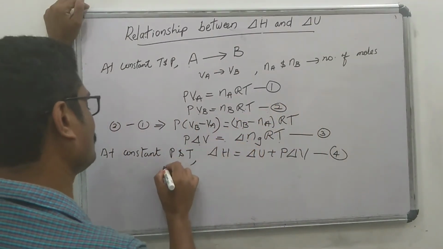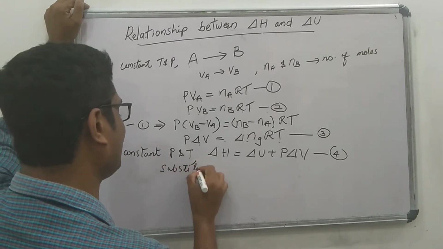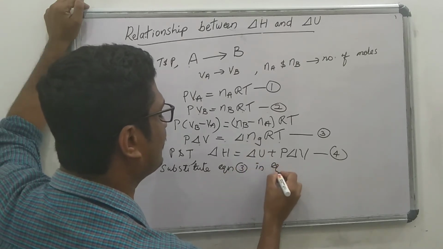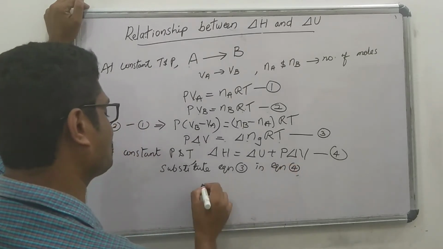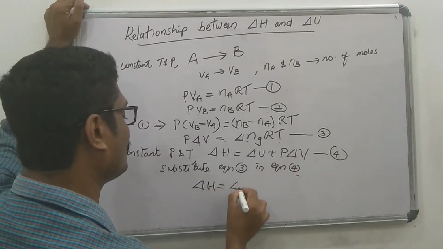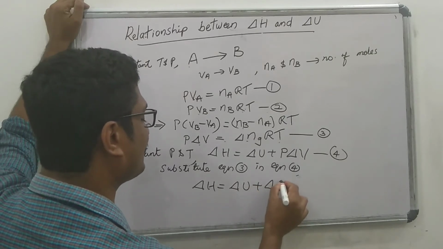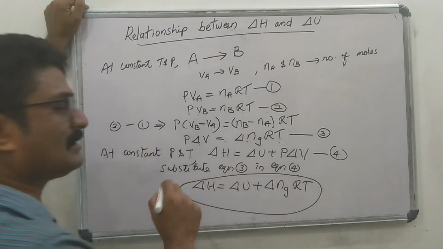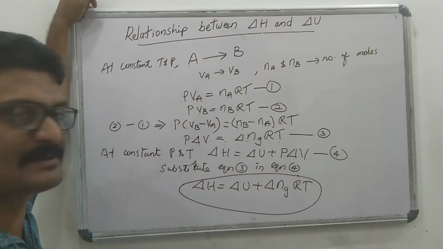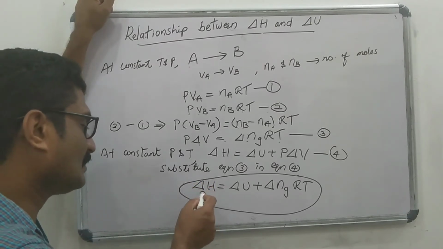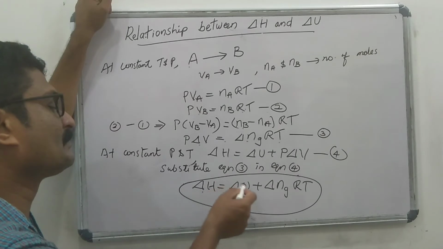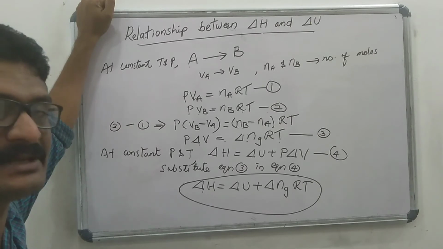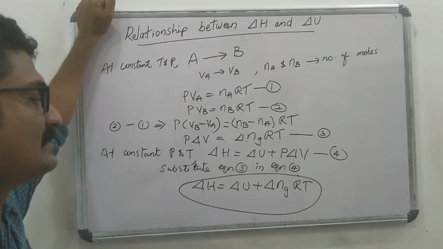Then we can substitute equation 3 in equation 4. We get delta H equal to delta U plus delta NgRT. Yes, this is the mathematical expression between delta H and delta U. Delta H, enthalpy change, is equal to delta U plus delta NgRT.